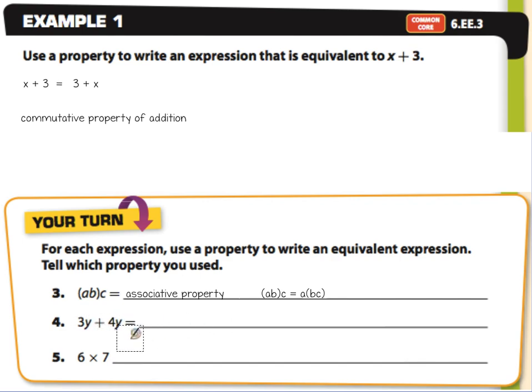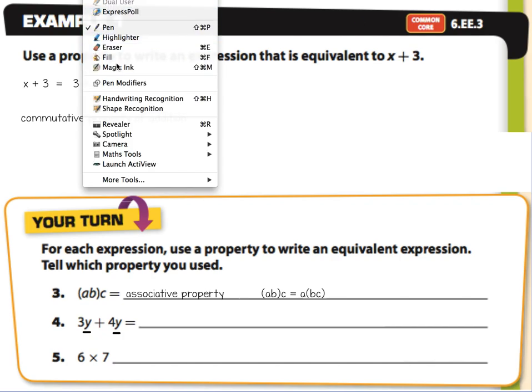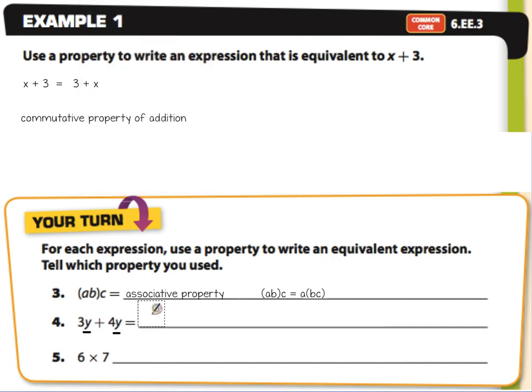This one's a little different. Yes, we could use the commutative property and just move our numbers around, but I actually want us to get some practice with the distributive property. If you look here, you'll notice that we have two things in common. We have a y and a y. So we can pull the y out, and they're both being multiplied by the 3 and the 4. So we can actually pull both of those numbers out and use the distributive property to make our equivalent expression.